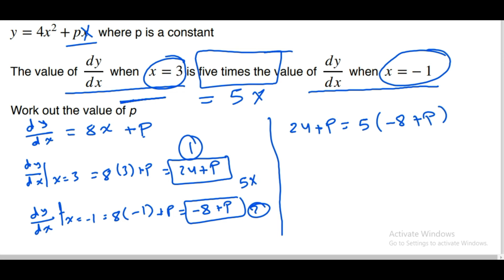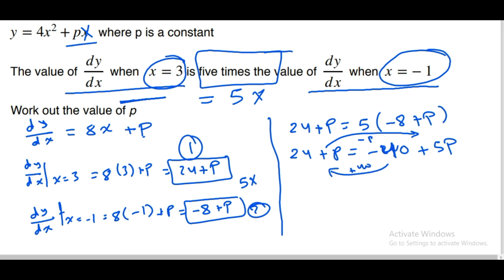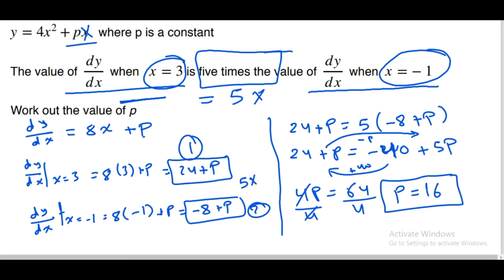It's a linear equation, we can simply solve it. 24 plus p, and on the other side expand the bracket: negative 40 plus 5p. We'll move p to this side as negative p and negative 40 to this side as plus 40. So 4p equals 64. Divide by 4, divide by 4, p equals 16. So this is the value of p.